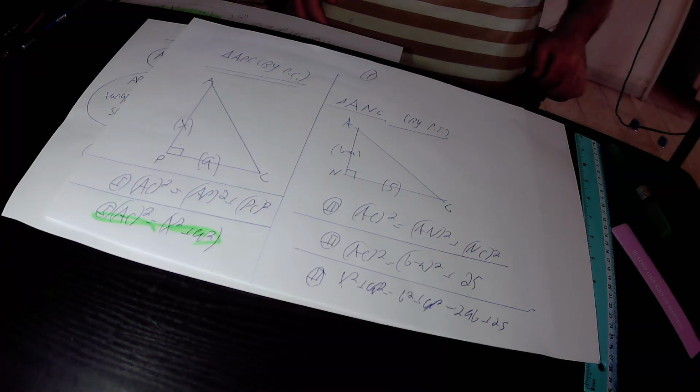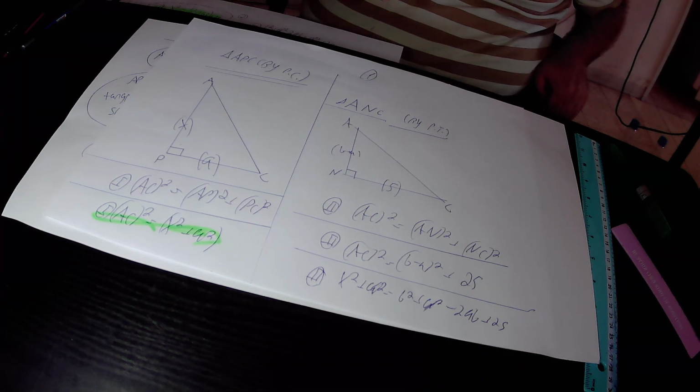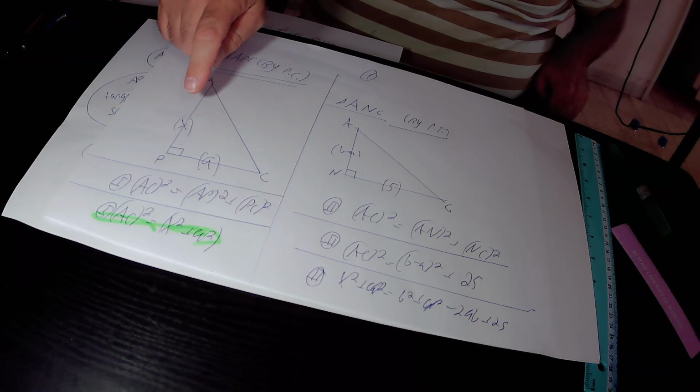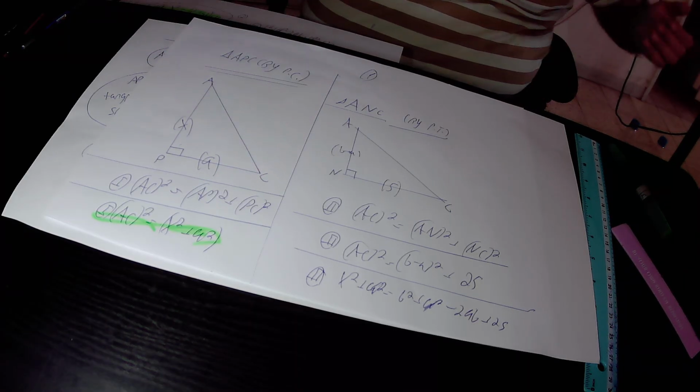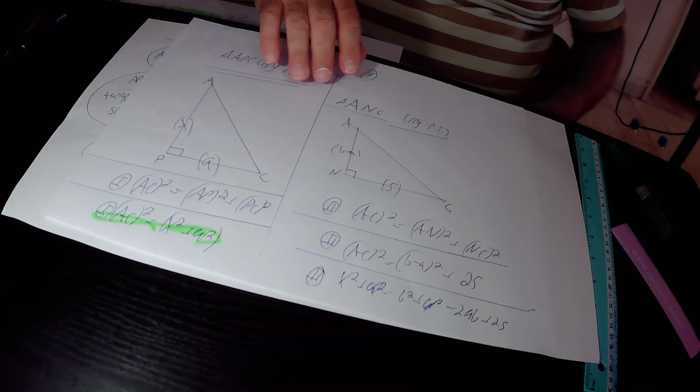AC is the missing side, so AC squared equals AP squared. AP is x, therefore AP squared is x squared, plus PC squared. PC is a, therefore PC squared is a squared. So in total, according to equation 1, we found out that AC squared equals x squared plus a squared.